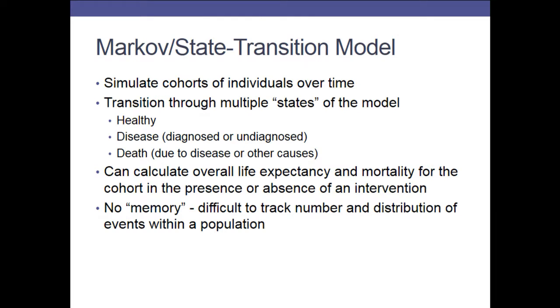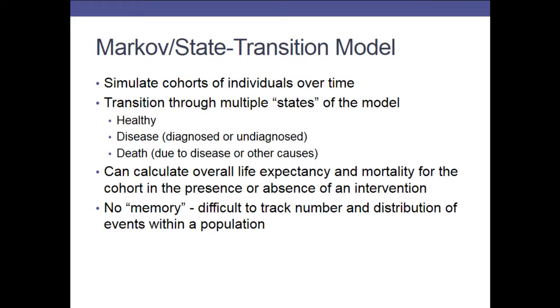So Markov or state transition models simulate cohorts of individuals over time that are transitioning through multiple states, and the different states that you use depend on the question that you're asking and how you design your model, but in general, most of the states are either a healthy state or a state with disease, whether it's diagnosed or undiagnosed, early stage, late stage, and then terminal states, which are usually death due to disease or death due to other causes. And so we can use these models to calculate overall life expectancy and mortality for the cohort in the presence or the absence of an intervention.